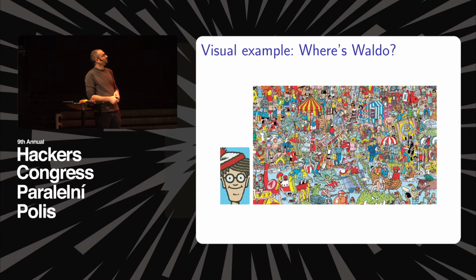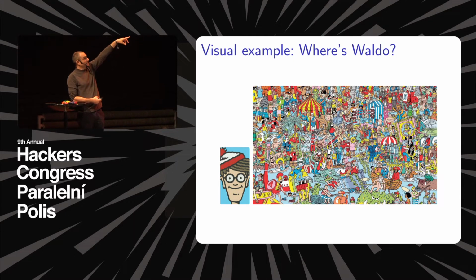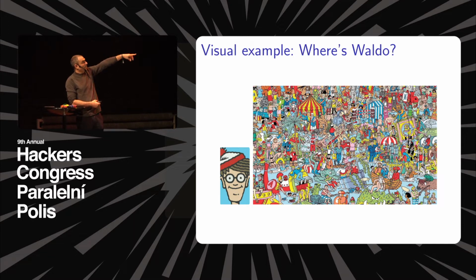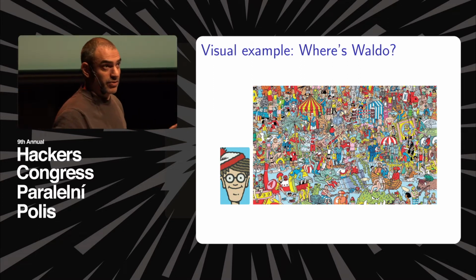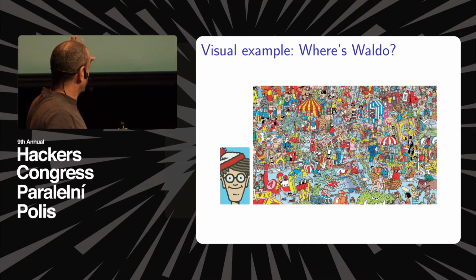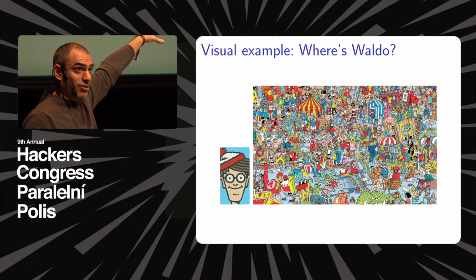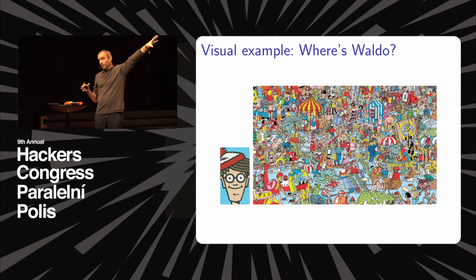Right. Okay. Another nice example is Where's Waldo? The idea is Waldo is hiding somewhere in the picture. So suppose somebody found where Waldo is, and he wanted to prove to you that he knows where Waldo is without giving the location. So how could we do it?